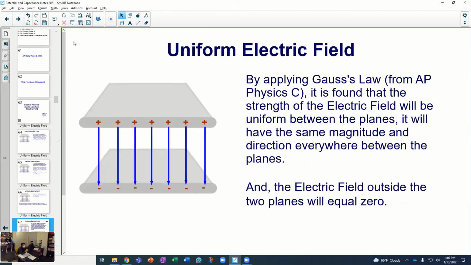And Carter. By applying Gauss's law from AP Physics C, it is found that the strength of the electric field lines will be uniform between the planes. It will have the same magnitude and direction everywhere between planes, and the electric field outside the two planes will equal zero. All right, you don't need to know about Gauss's law, but if you're curious, it is in your textbook. So you can look that up if you're curious to know about that, but it's not an AP2 topic.